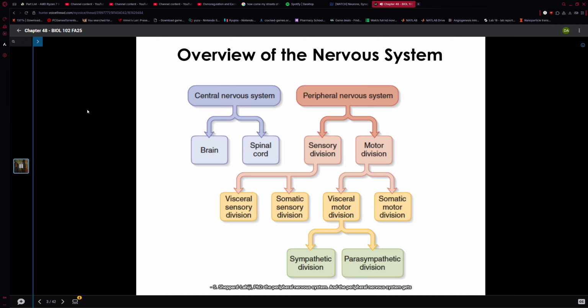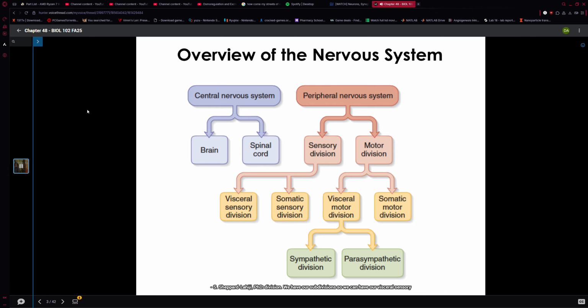And the peripheral nervous system gets divided into two divisions. So you have sensory and you have motor. When it comes to the sensory division, we are going to be carrying signals from different types of receptors, so sense organs and sensory nerve endings, and we're carrying that information to the central nervous system. So we're sensing something, and we're sending that information towards the central nervous system through that sensory division.